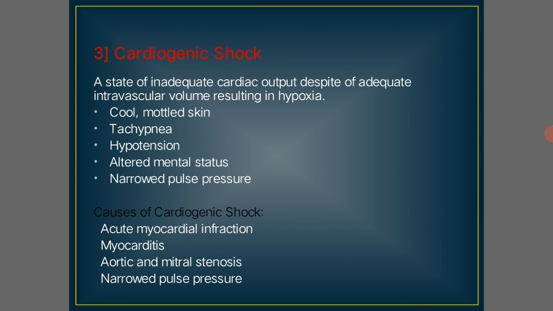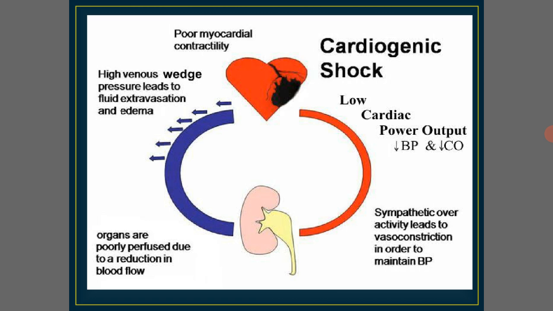The third main type of shock is cardiogenic shock. It is a state of inadequate cardiac output despite adequate intravascular volume, resulting in hypoxia, that is cool, mottled skin, tachypnea, hypotension, altered mental status, narrowed pulse pressure. Causes of cardiogenic shock: acute myocardial infarction, myocarditis, aortic and mitral stenosis. This is the diagram of cardiogenic shock.